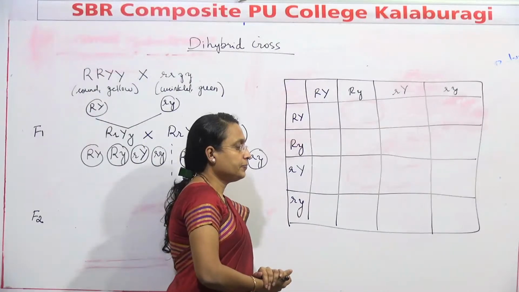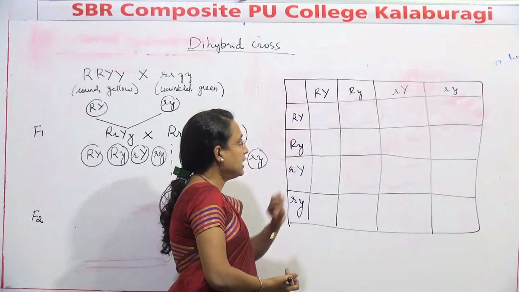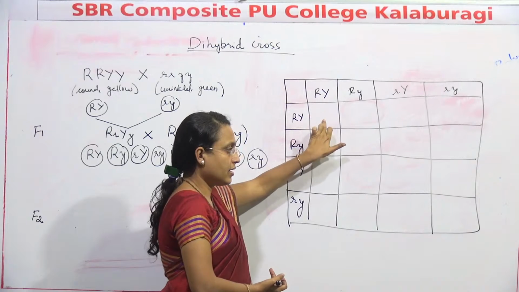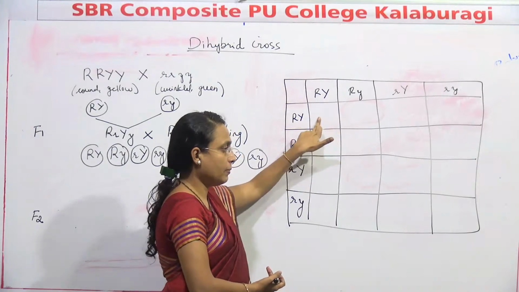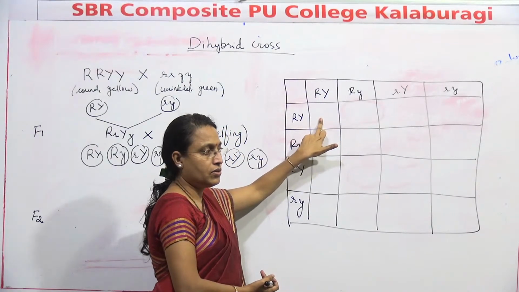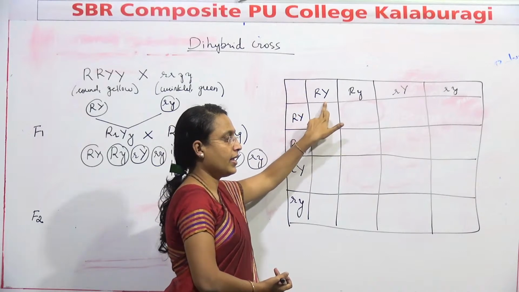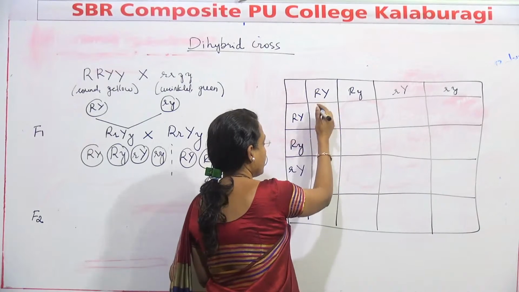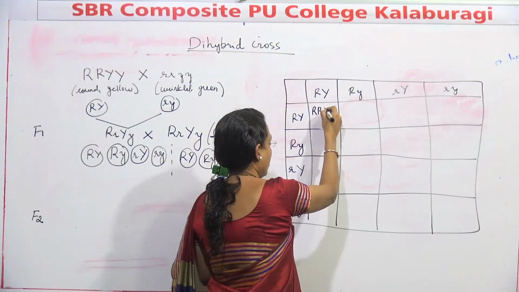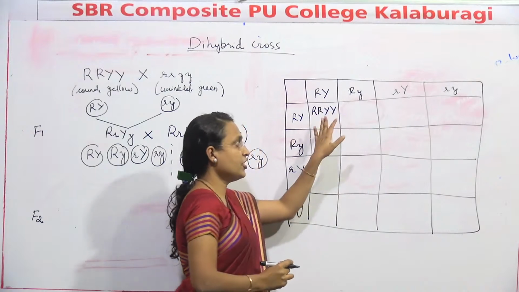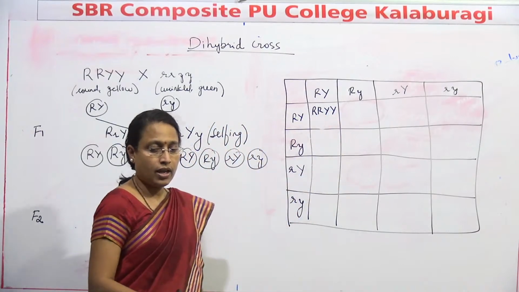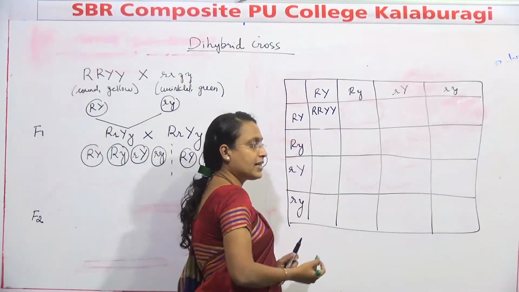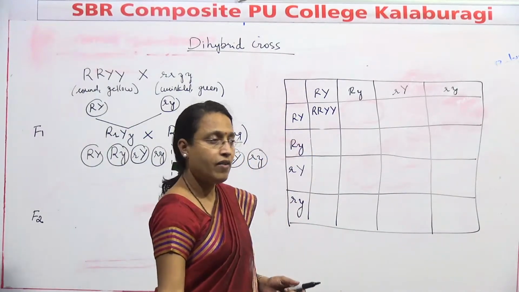Now what happens? The fusion of gametes occurs. Here will be the genotype of the offspring upon fusion of the gametes. You see, fusion of these 2 gametes results in an offspring of this genotype. So this is the genotype of the offspring. You can also simultaneously write the phenotype, or write it afterwards.